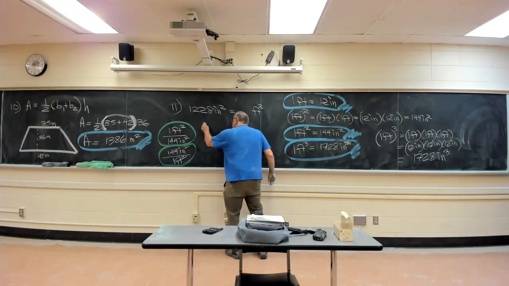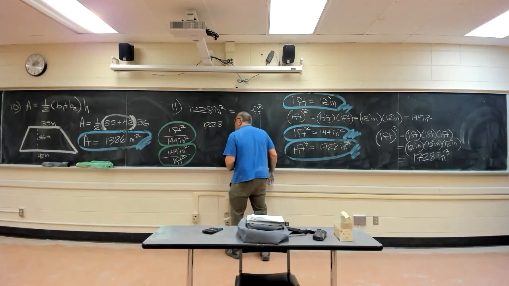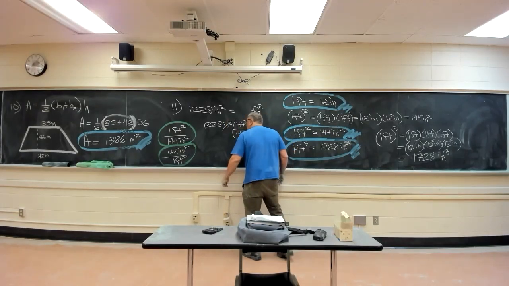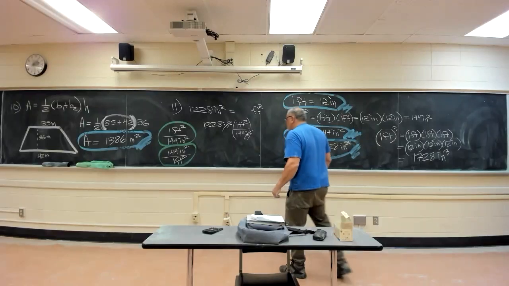I'm going to take the 1228 inches squared. I'm going to multiply it by this. 1 foot squared corresponds to this. And that'll get you there.